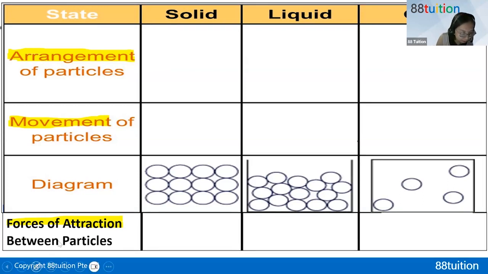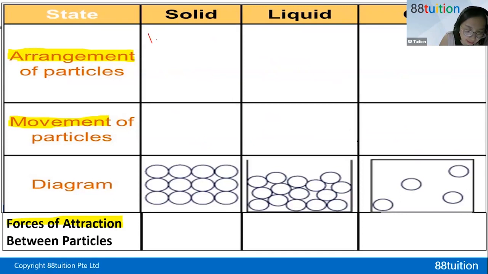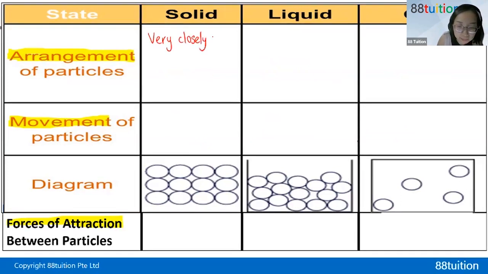All right, can I have responses, please? Can you type in the chat, please? 2 points. Arrangement of particles. Are they very closely packed, closely packed, or far apart? Yujie says packed closely together. Thank you, Yujie. Zayden says closely packed. Actually, I would differentiate. I would say very closely packed. Answers are out. So the first point is very closely packed.